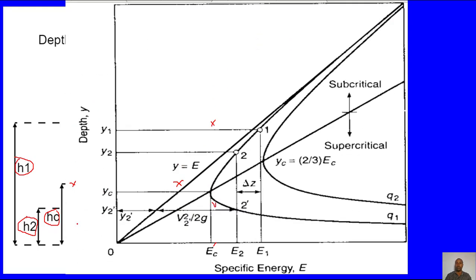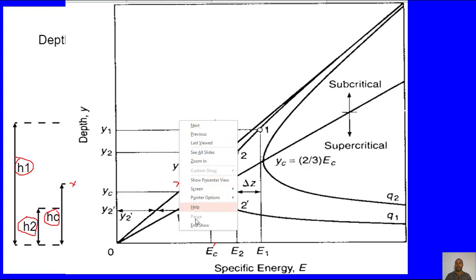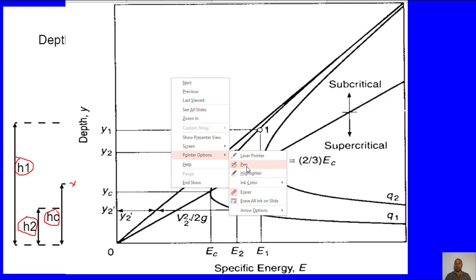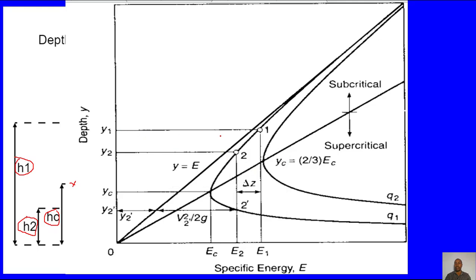So let us do the detail now. If you have such a graph, for this E1 you have depth Y1. Then if you reduce the specific energy to E2, you drop the elevation, and the water depth will be Y2. So if you decrease the specific energy, you are decreasing the water depth again.